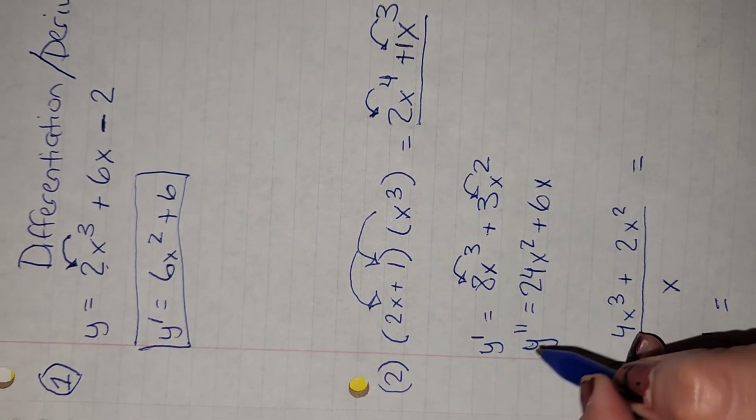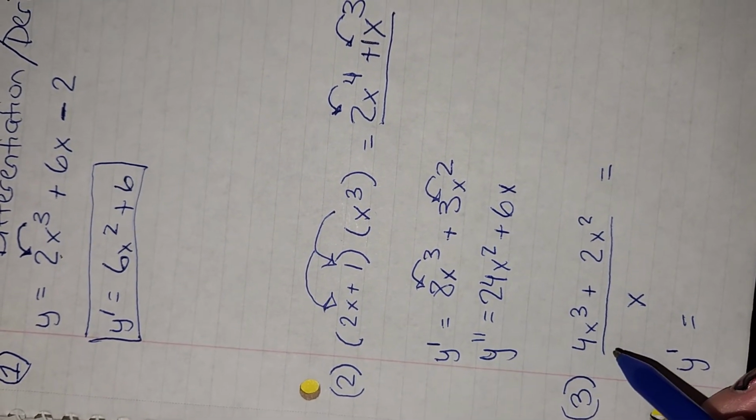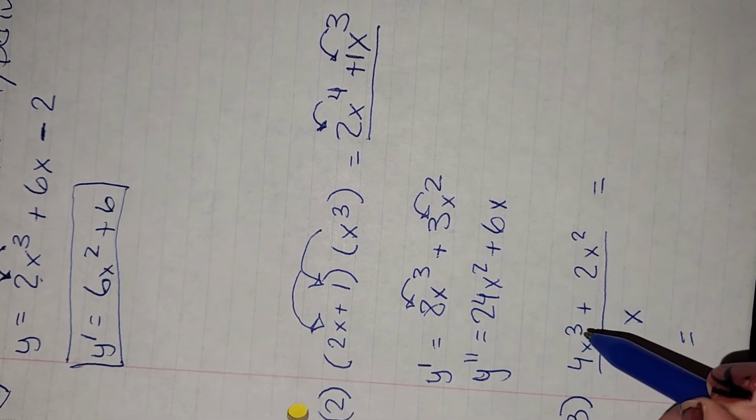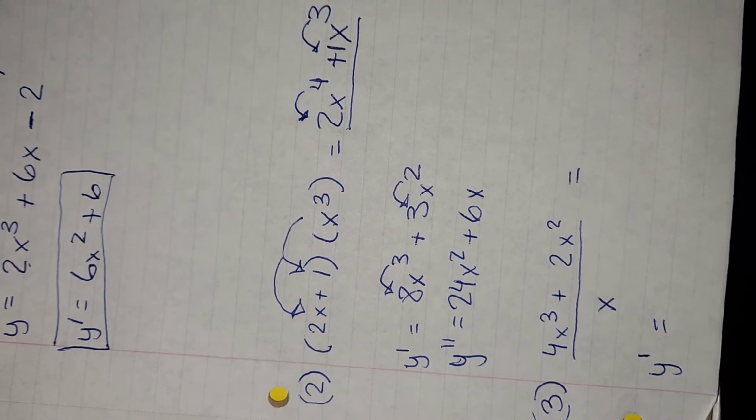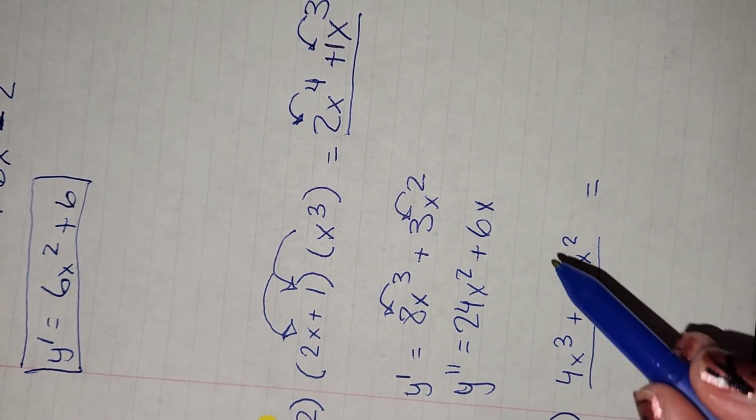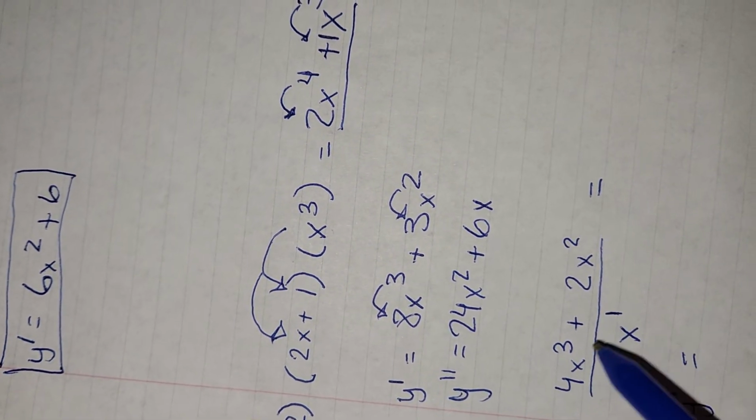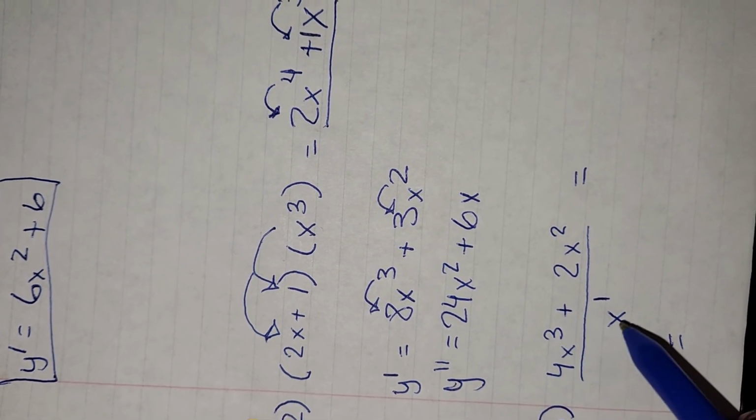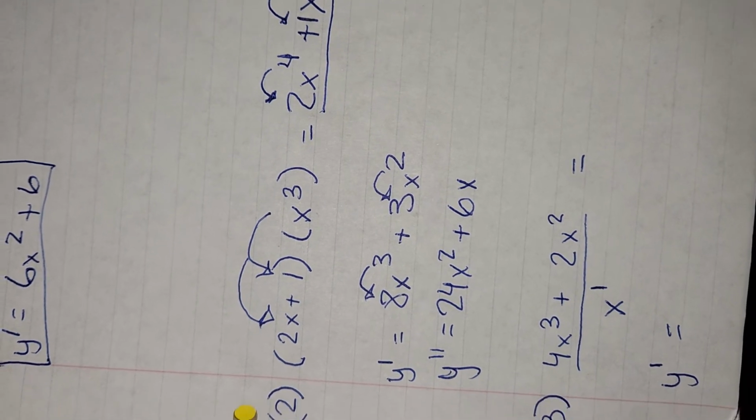Now let's work on problem number 3. I have a fraction here. I have 4x to the power of 3 plus 2x squared divided by x. Now, when we're dividing exponents, there's an invisible 1 here. We're actually subtracting the exponent. We're subtracting these exponents. So I'll show you what I mean.